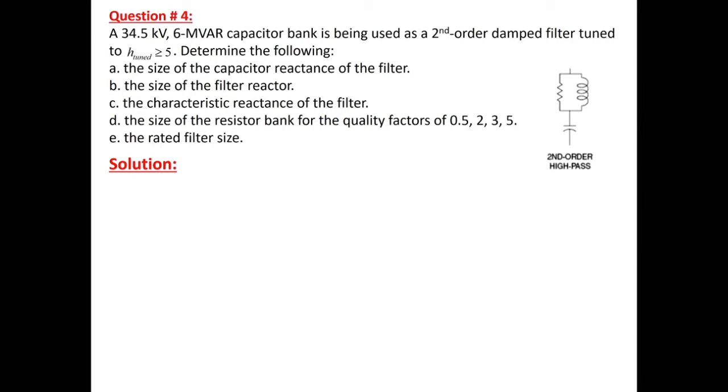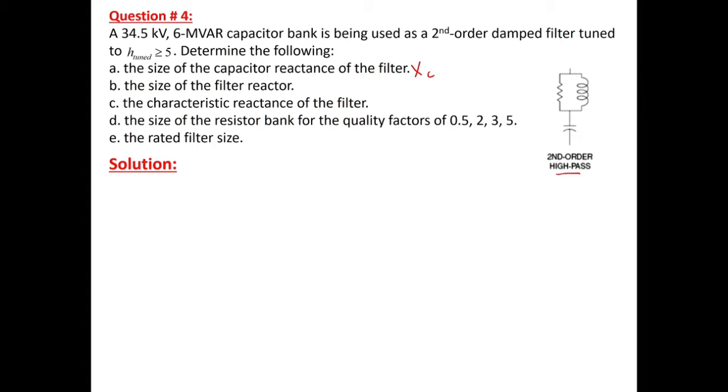In question number 4, we have a 34.5 kilovolt, 6 megavolt ampere capacitor bank being used as a second order damped filter. So this is the second order filter, tuned to be more than or equal to 5. Determine the following: the size of the capacitor reactance. So we need to find XC.